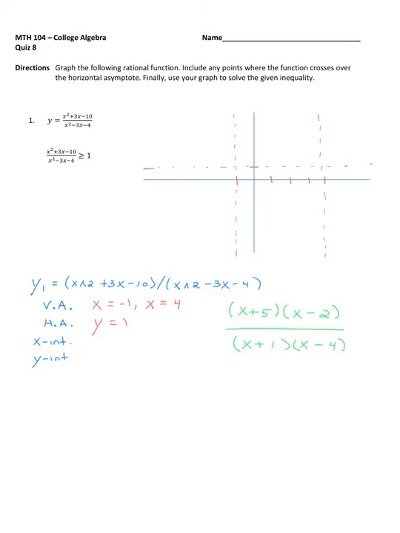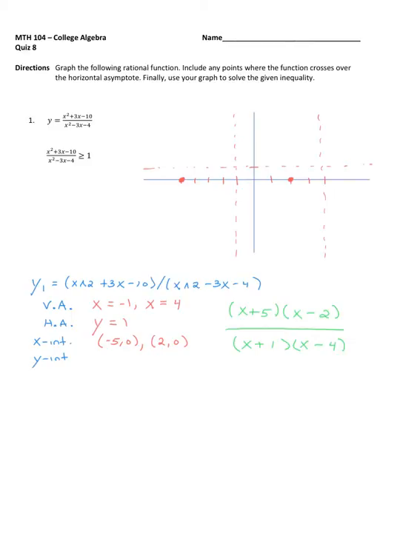Now for the x-intercepts, there are two. There's one at negative 5 and also one at 2. This comes from the fact that negative 5 and positive 2 make the numerator equal 0, and therefore the whole function equal to 0. So we can plot those. Let's see, there's one at negative 1, 2, 3, 4, negative 5, and also positive 2.